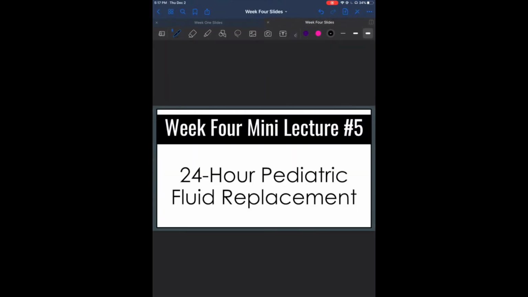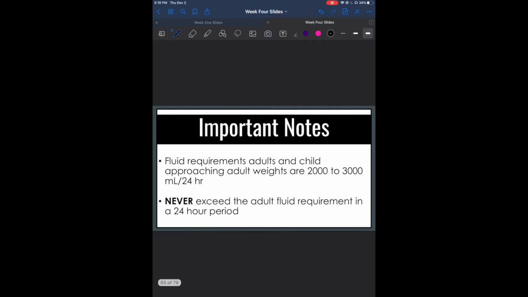So now let's look at the second topic that we didn't cover in class, which is the 24-hour pediatric fluid replacement. Some important notes for this is that if your child is approaching adult weights, they could be getting up to 2,000 to 3,000 milliliters in a 24-hour period. But you want to make sure that you never exceed the adult fluid requirement in a 24-hour period for that child.